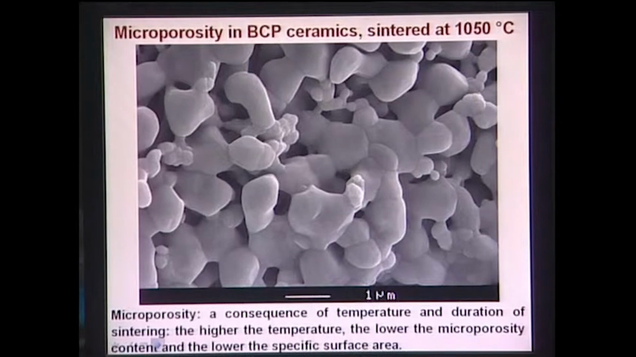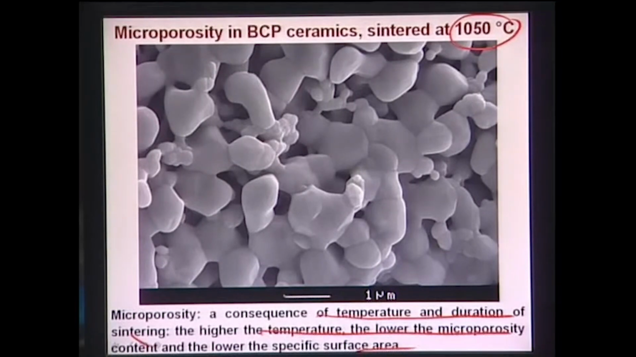Also it has microporosity in these biphasic calcium phosphate ceramics which are sintered at 1050 degrees Celsius, and this microporosity is a consequence of the temperature and duration of sintering. So the higher the temperature, the lower the microporosity. That is very evident from your basics of sintering.